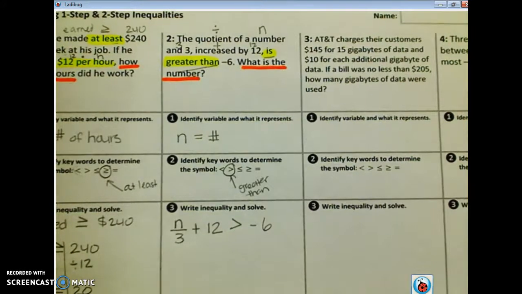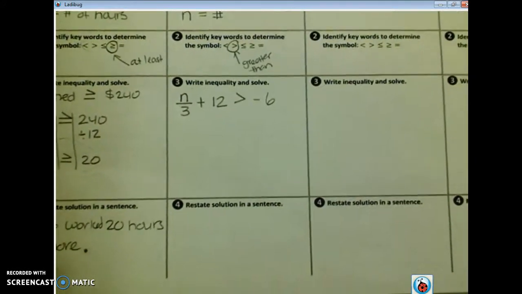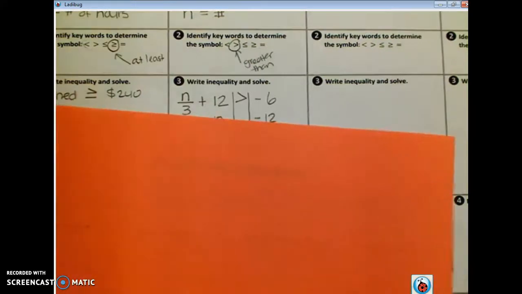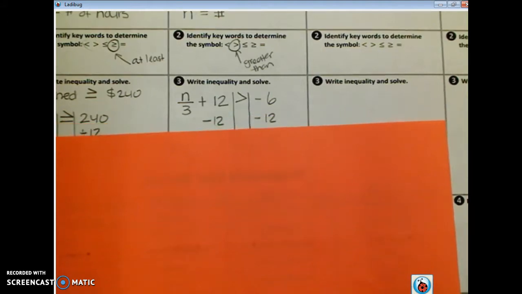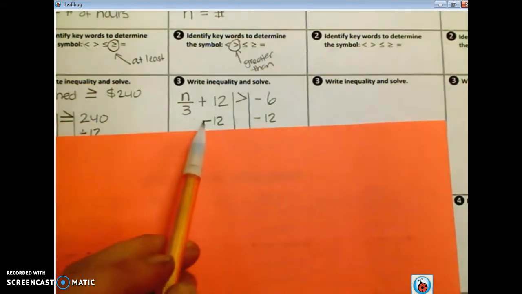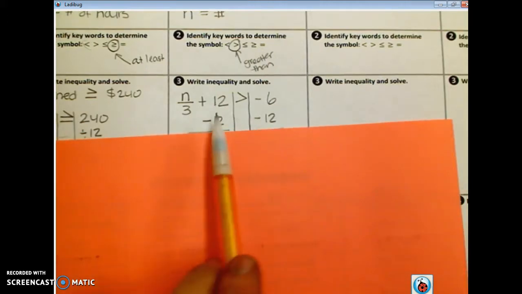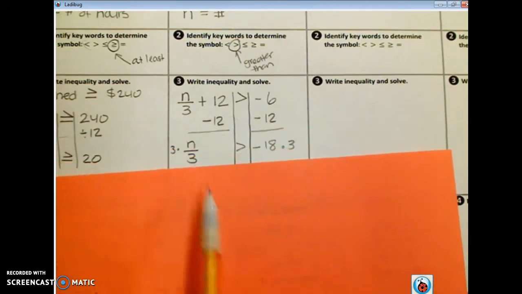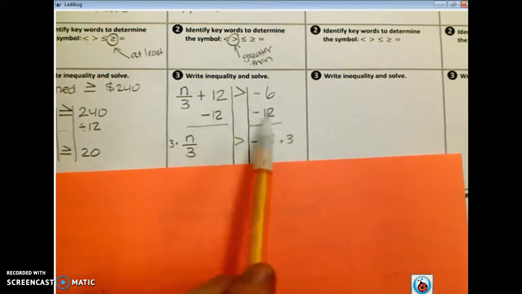All right, so now you have a two-step inequality that you need to go ahead and solve. Again, I'd pause the video and then check back in when you're ready. All right, let's see how you did. Okay, there's your inequality that we talked about. And so now we're going to have to subtract 12 from both sides. Okay, and since we're subtracting, we don't flip the sign. So we get n over 3 is greater than -18. Careful, because it's a -6 and a -12.